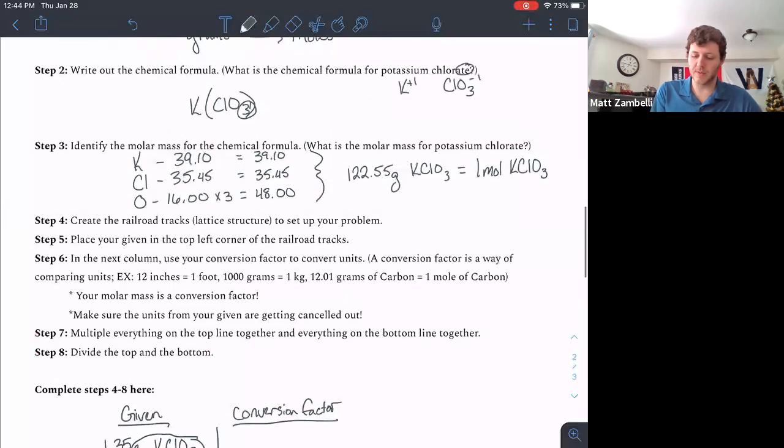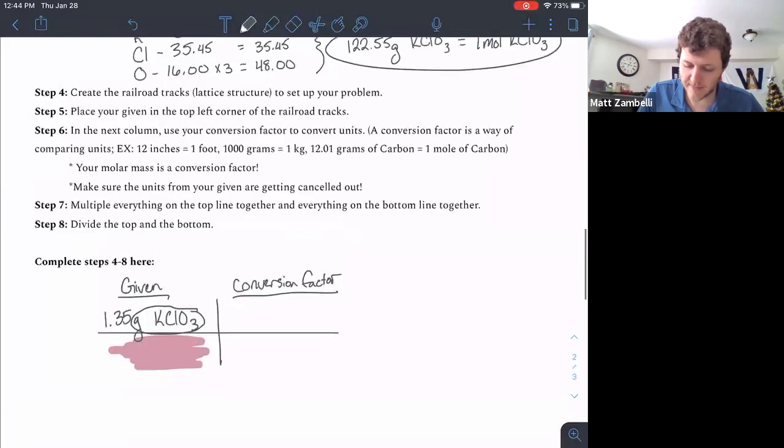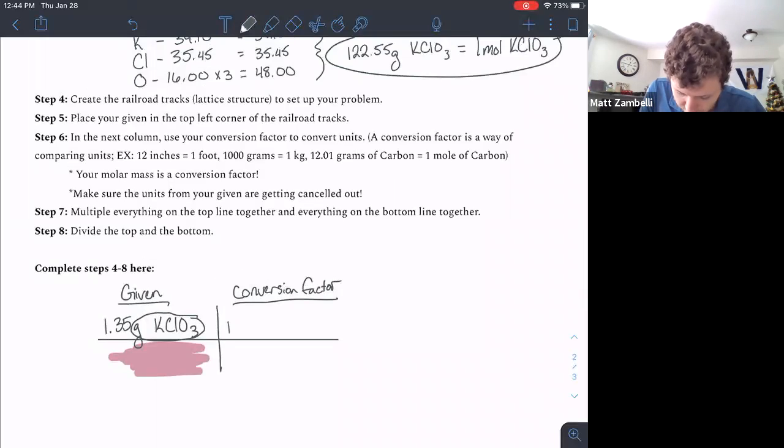So what we're going to do is take these two things, the 125.55 grams of potassium chlorate and the 1 mole of potassium chlorate. One of them goes on the top, one of them goes on the bottom. He said put the grams on top, so let's do that. So 125.55 grams of KClO3 over 1 mole of KClO3.